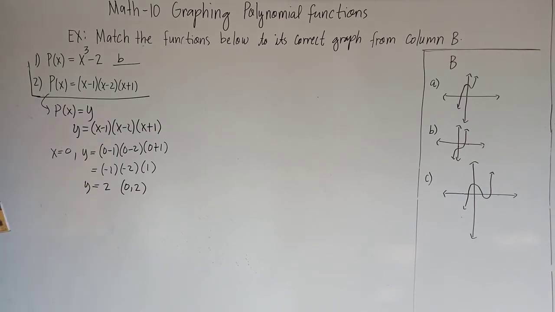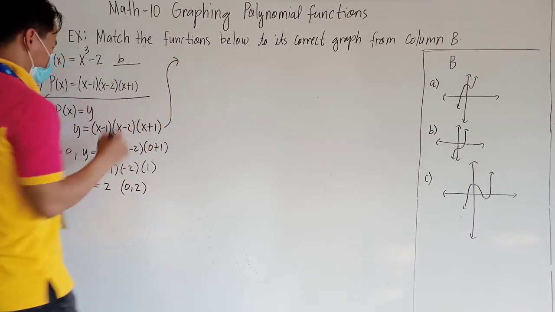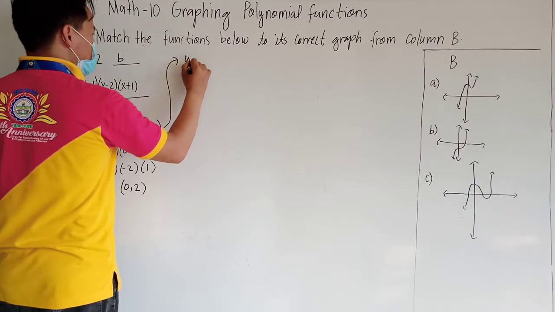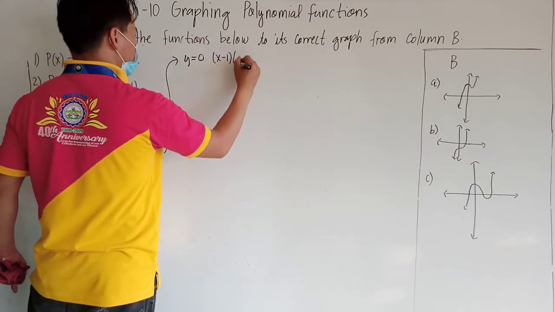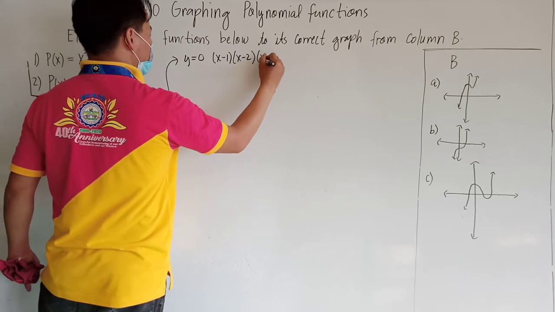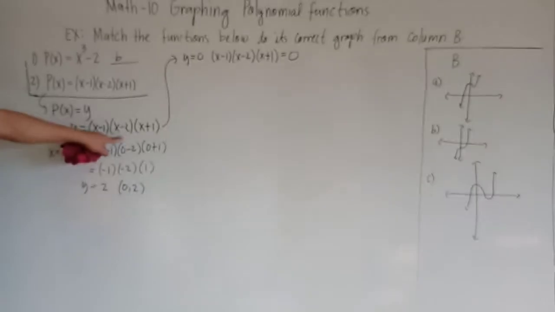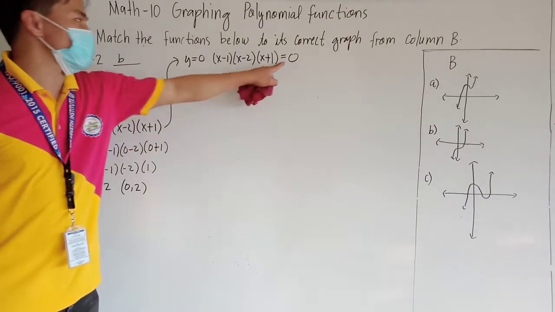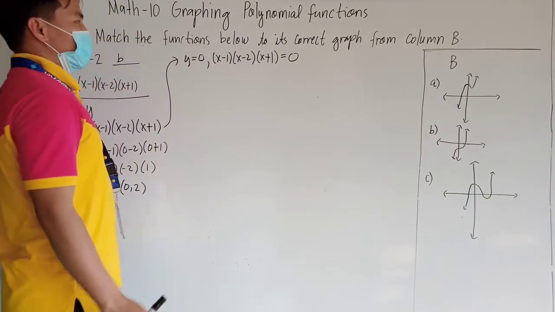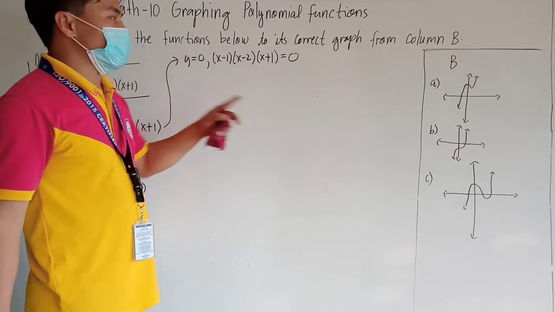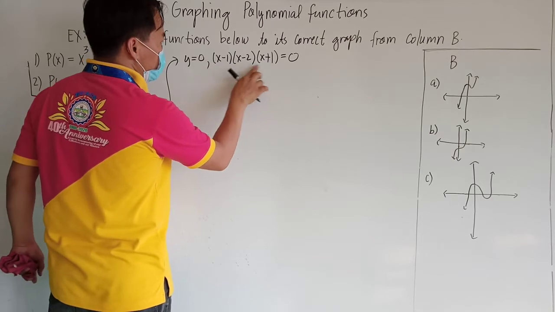Next, what about when y is 0 from this given function? So let us rewrite this one. Okay? When y is equal to 0, therefore this given function will become x minus 1 times x minus 2 times x plus 1 is equal to 0. Okay? X minus 1, x minus 2, x plus 1, because y is equal to 0 at this time. So we can equate each of these quantities to 0. And at the same time, we can let these be x1, x2, and x3.